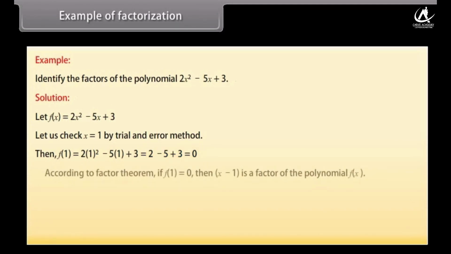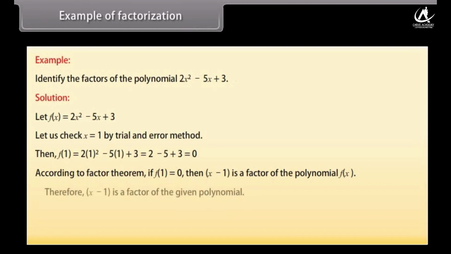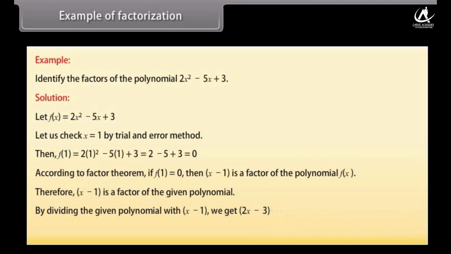According to the factor theorem, if f(1) = 0, then x - 1 is a factor of the polynomial f(x). Therefore, x - 1 is a factor of the given polynomial. By dividing the given polynomial by x - 1, we get 2x - 3. So, the factors of the given polynomial are 2x - 3 and x - 1.